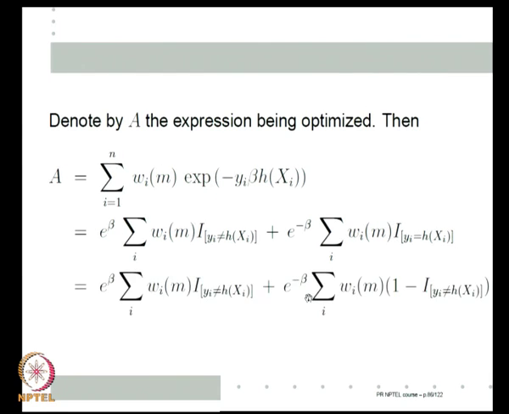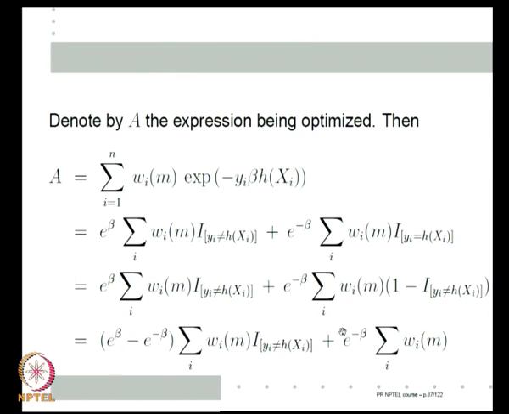Now, I can further manipulate this. The indicator y_i is equal to h(x_i) is the same as 1 minus the indicator y_i not equal to h(x_i). The indicator y equal to h(x_i) is 1 when y equal to h(x_i). If y equal to h(x_i), the indicator y not equal to h(x_i) will be 0 and vice versa. So, this indicator is nothing but 1 minus this. Now, I can combine this term with this negative term here to get e power beta minus e power minus beta times w_i^m indicator y not equal to h(x_i), and what is left is the constant term e power minus beta w_i^m.